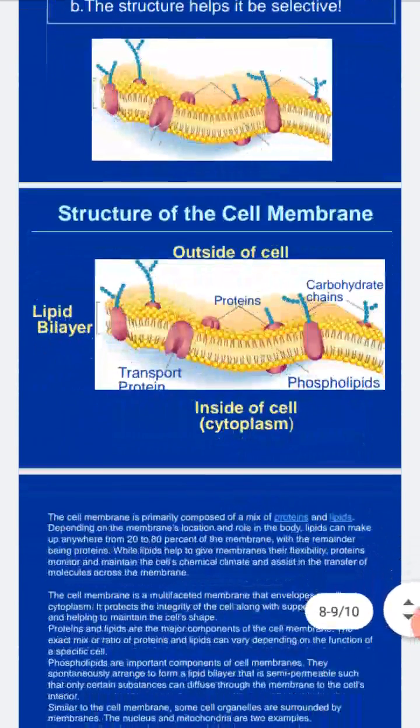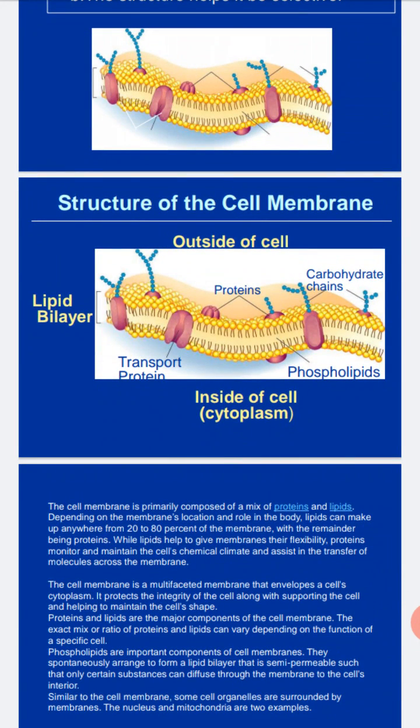So if we see the cell membrane, now summarizing it, what is the cell membrane composed of? It is a mixture of proteins and lipid. Second, it allows certain substances to enter in and certain substances to come out. That means it is selectively permeable. What is the percentage of lipid? 20 to 80% of the membrane is lipid, while the remaining is protein. So what is the composition? 20 to 80% is lipid and the remaining is protein.